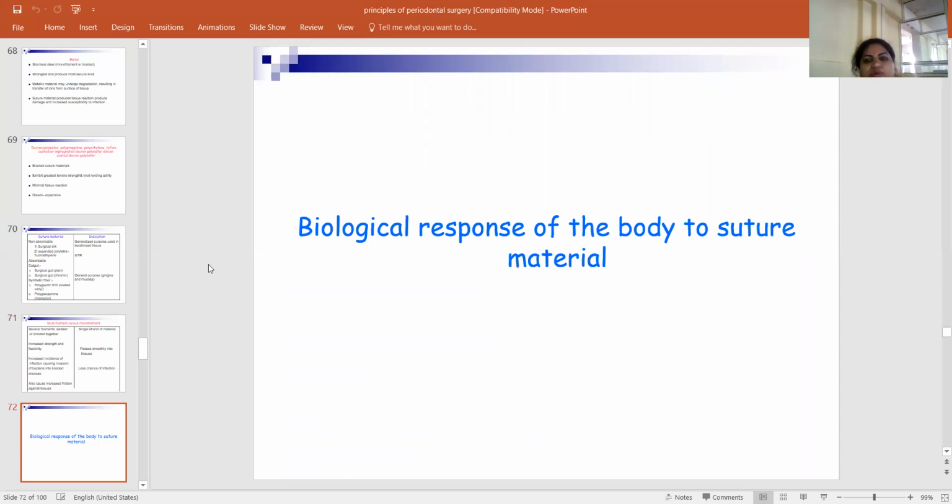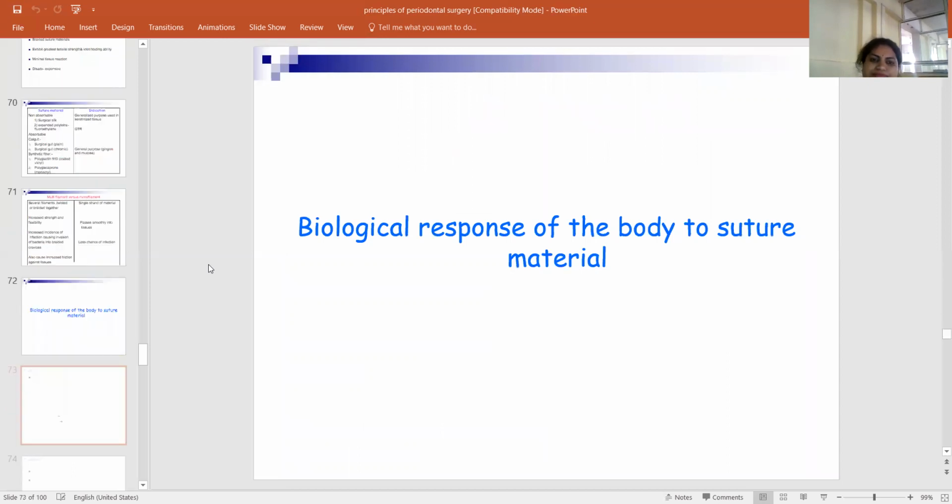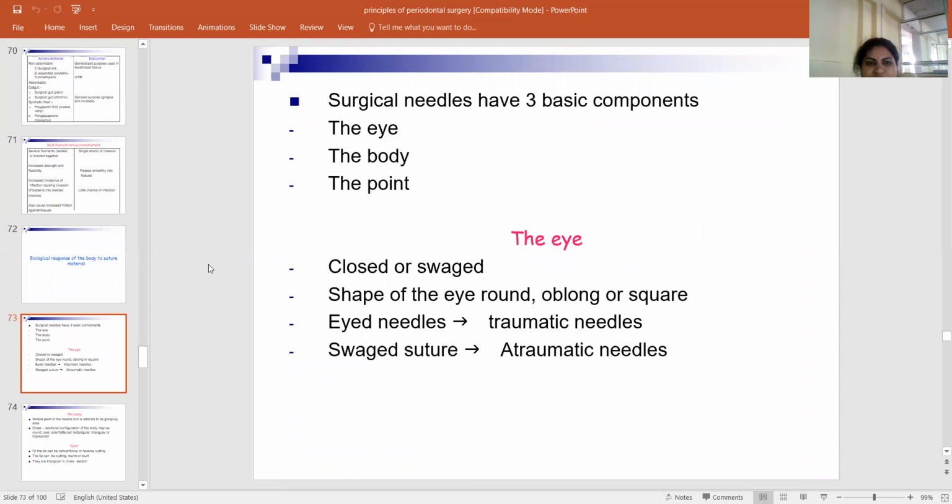Biologic response of the body to the suture material. So you see that the surgical needles have three components: the eye, the body, and the point. What is the biological response of the body to the suture material? The suture material is fitted into the surgical needle. With the surgical needle, we are going to suture back the flap. The surgical needle has three components: eye, body, and point.